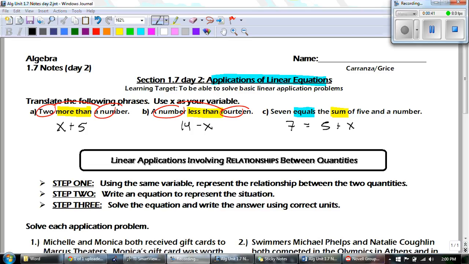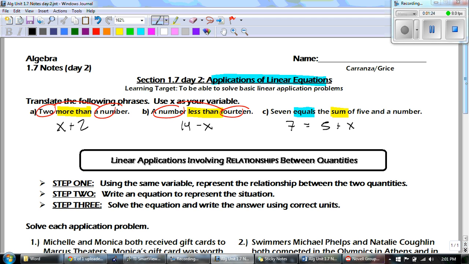Okay, so for A, 2 more than a number. Remember that more than means to add, and we have to switch the order. So that's really saying not x plus 5, Mr. Grice, but 2 more than, so x plus 2. The next one, a number less than 14. Once again, less than is our keyword that means subtract, but once again, we have to flip the order. So 14 minus x. And then the last one, 7 equals. Equals is telling us that it's an equation. The sum is telling us to add 5 and a number. So 7 equals 5 plus x.